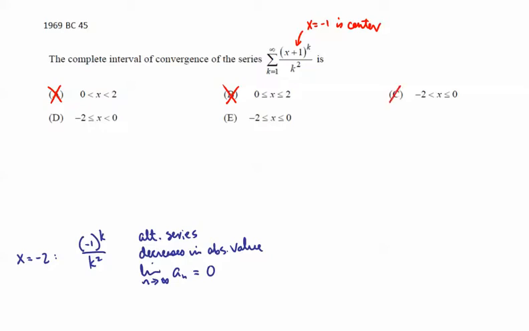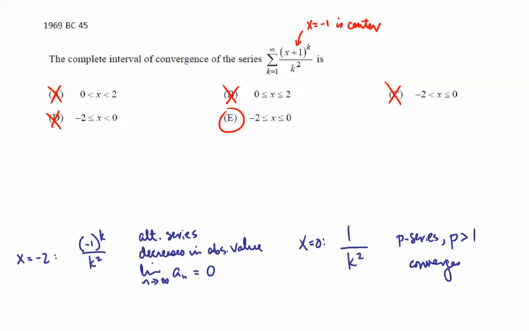-2 works. Therefore, C is gone, and all we have to find out is what happens when x is equal to 0. At x equals 0, what do we get? Now we have 1 to the k, which is just 1 over k squared, and so that is a p-series. P greater than 1 converges, and so the right side must also converge, so D is out and E is in, and that does it.